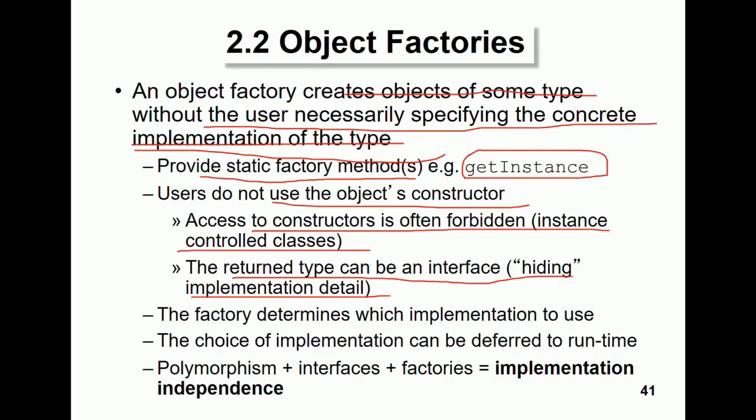You can also return anything that you want. You can return the interface or any of the concrete types that implement the interface. The factory determines which implementation to use. Which implementation to use depends on your logic, depends on your code. So you've got a number of conditions in there, if-else statements, and all kinds of clever logic going on. And the factory in the end determines which of the objects to return. The choice of implementation can be deferred to runtime.